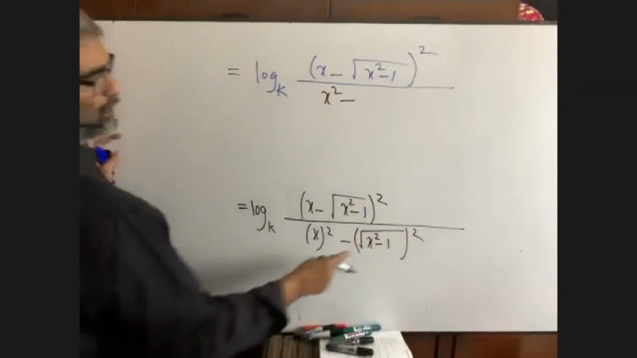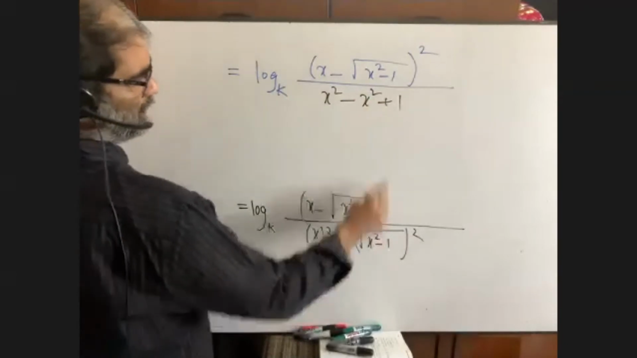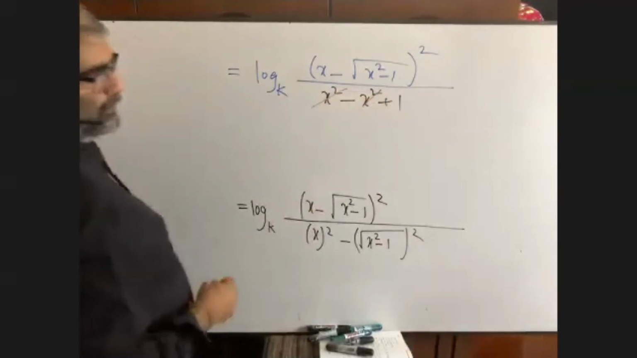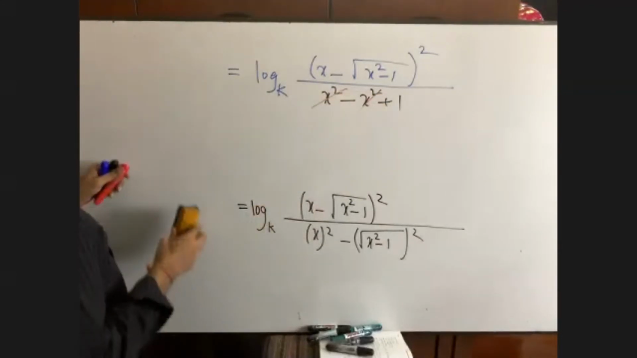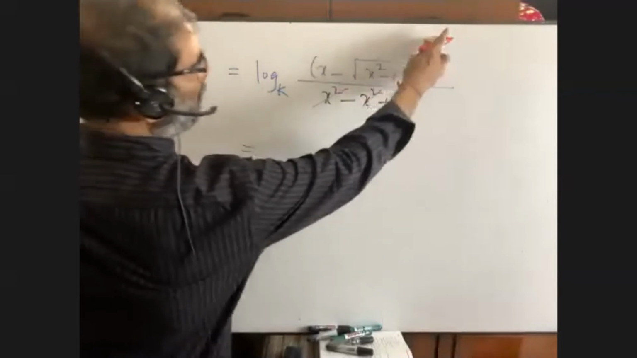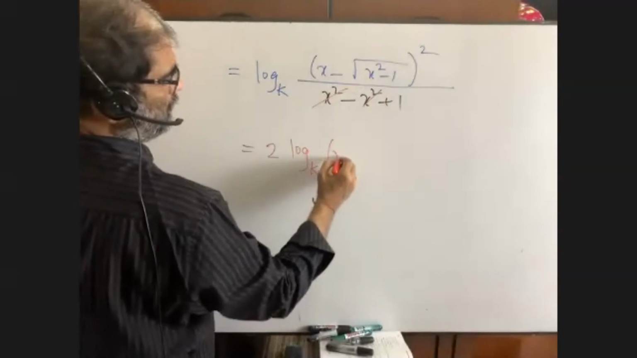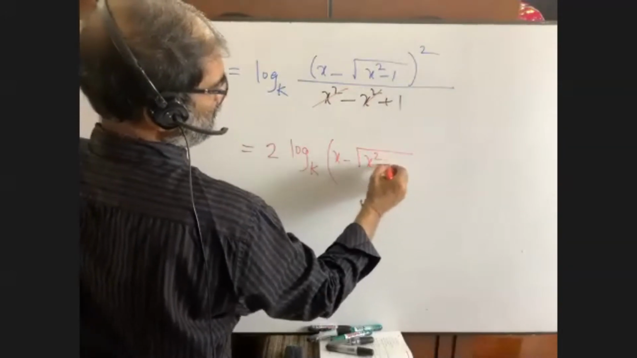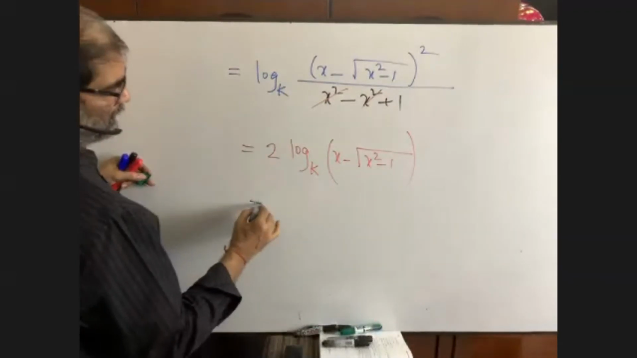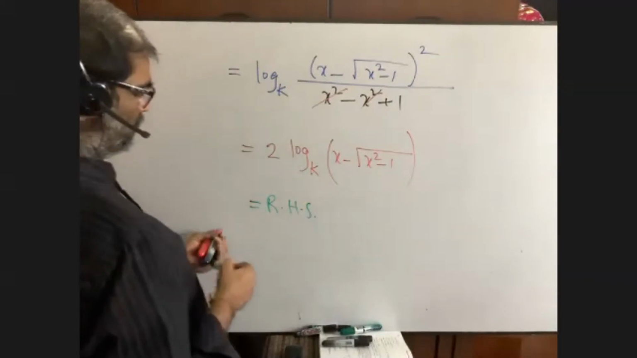So we'll be left with only x square minus 1, x square minus minus plus 1. Now you see, this will be omitted. And we have only 1 in the denominator, no calculation. That means we are getting here, this is the power, will be now coefficient. 2 log k x minus root over x square minus 1, which is equal to the right hand side of the given math. This is the right hand side. So it is now proved.